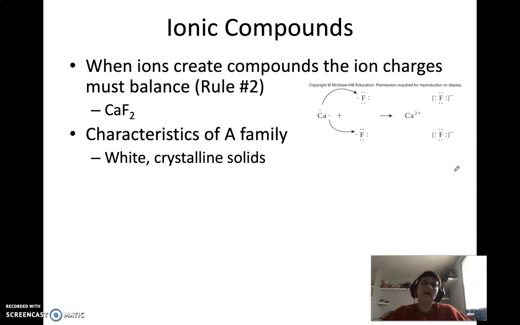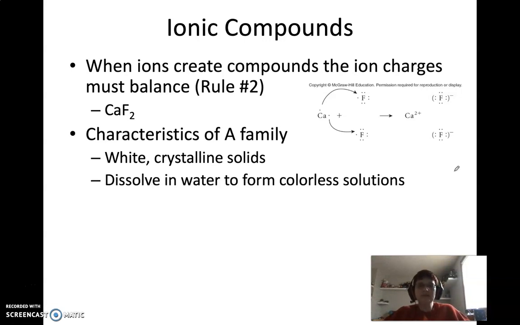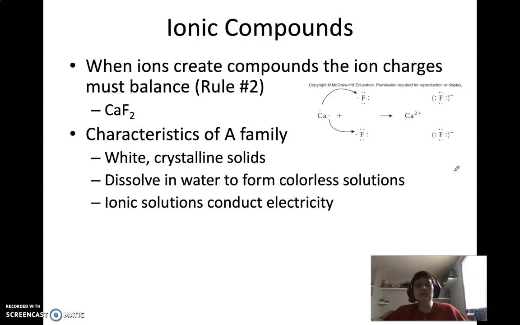What do these look like when they make their compounds? The A families are going to make white crystalline solids. So anything that's made out of sodium or potassium is just going to be a white crystalline solid. It's very difficult to tell them apart from each other unless you use them in some sort of reaction. They all dissolve in water to form colorless solutions, and they all conduct electricity as an ionic solution. So if you have them dissolved in water, you can use that to conduct electricity.